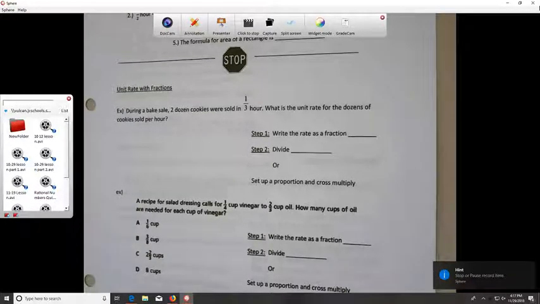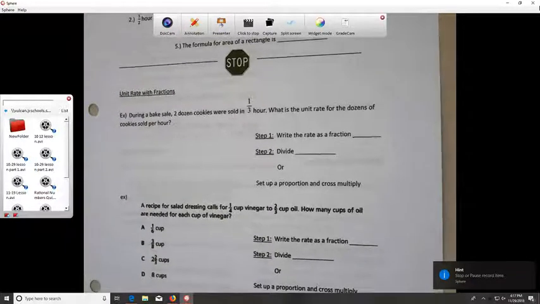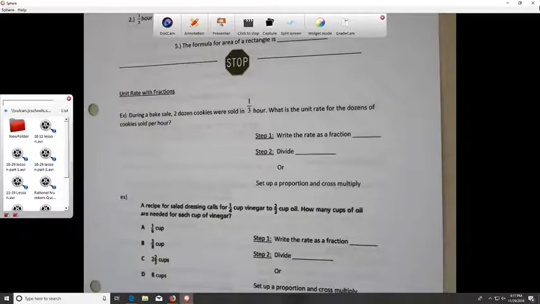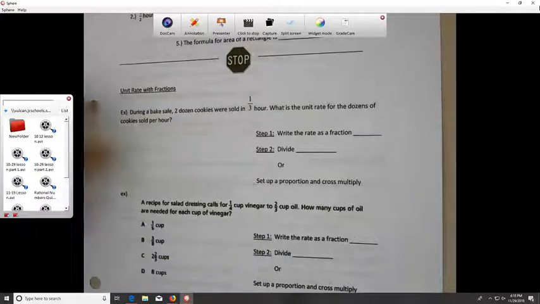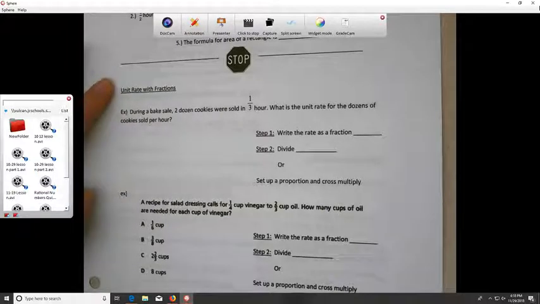Hi guys, this is a review for the chapter test on ratios and rates with fractions. So the first topic that we did in this chapter was unit rate with fractions.